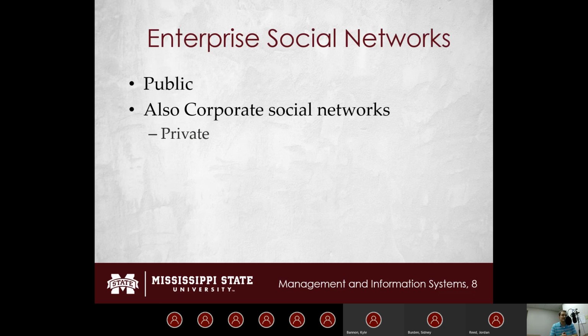But in addition to the public sorts of social networks, there's also this whole concept of enterprise social networks. And these are also going to be public, but they're going to be for company-related things. The book lists LinkedIn as an example of an enterprise social network. I don't know that I'd consider it one, because it's not tied to any particular company. It is owned by Microsoft, of course, but beyond that, it's not really for any one company. Any company can go use it.